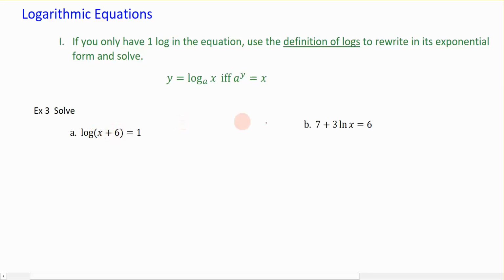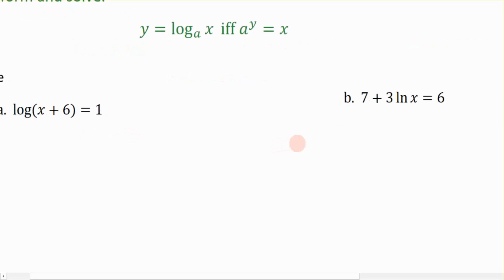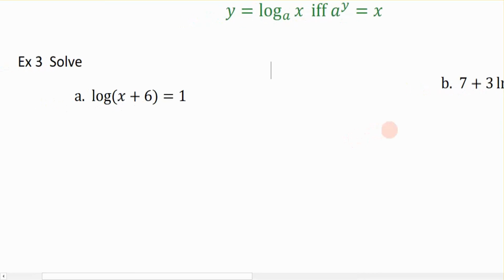And if you see these two examples that we're looking at right here, notice that I only have one log. The word log is only in here once, and so we're going to use our definition to be able to solve it. To do that, we're going to start with the equation over here, example 3a. And I have log of x plus 6 equal to 1. My log term is all by itself, so I can immediately head on into rewriting this in its exponential form.